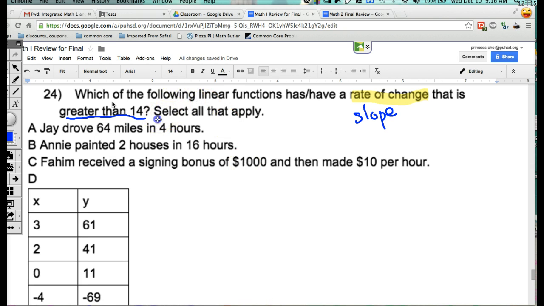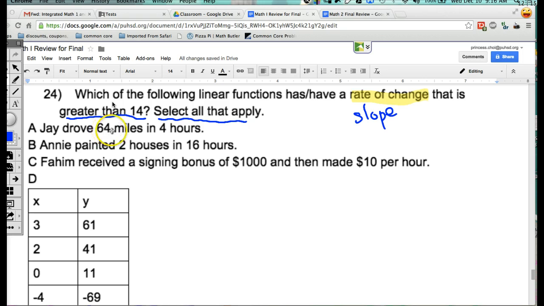And here's that sentence again. Select all that apply. What that means is there's going to be more than one correct answer. And so there's actually on the test a lot of these. There's like 3 of these over here, and then there's 3 more of these tables, okay? But finding the rate of change in the tables is very easy. I'm going to show you how. But over here is a little bit different, okay? It says Jay drove 64 miles in 4 hours. So how are you going to find the rate of change, okay?